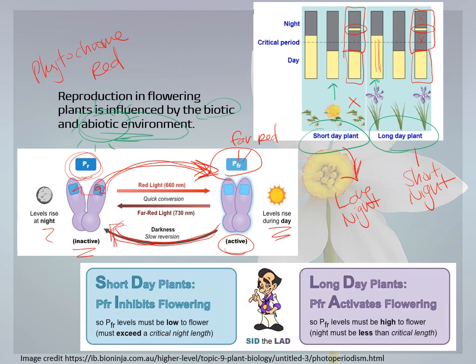So in our short day plant, more PFR is going to turn off the flowers. So more light, more PFR is going to shut down the flowers. As opposed to in our long day plants, the more PFR, the more far red we have because there's more sunshine, we're going to actually activate those genes that turn on the flowers.